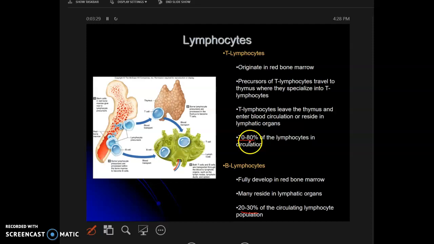So 70 to 80% of the lymphocytes are the T cells. Only 20 to 30% of the lymphocytes are the B cells. The B cells remain and develop in the red bone marrow. All right, and later on, once they mature, they go to the lymphatic organs. But for maturity, they do not have to migrate to any other organ. All right.